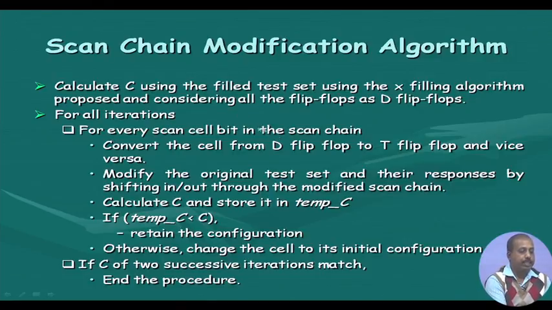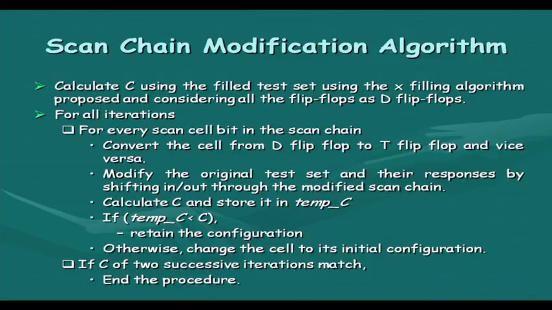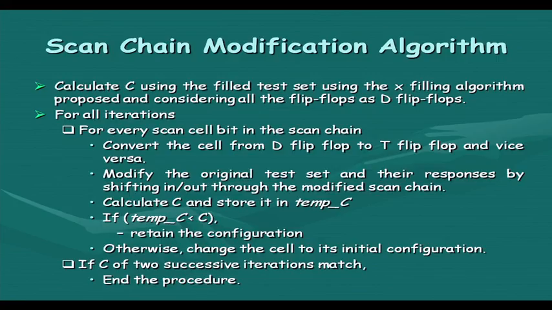For every scan cell bit in the scan chain, we convert the cell from D type to T type, or if it was previously T type, we convert it to D type. Initially all flip flops are D type, so we take the first cell and convert it into T type. As a result, the original test set and their responses get modified, and this modified test pattern and responses will be shifted in and out through this modified scan chain. That way the test pattern set gets modified. Then we calculate the C value and store it in the temp C variable.